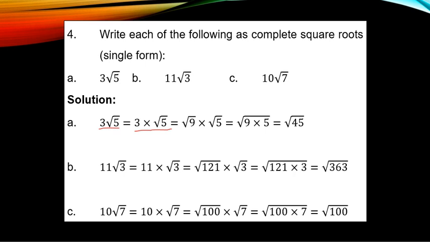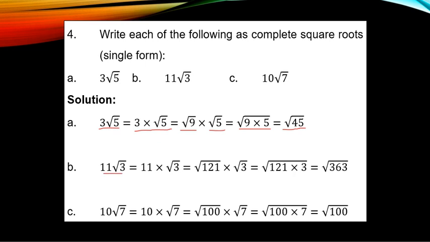The square root of a number that can give us 3 is 9. So we are changing ordinary 3 to the square root of 9 times square root of 5. Since you can multiply different surds, this becomes square root of 9 times 5, and that is square root of 45. Everybody should have this, no variation in the answer.